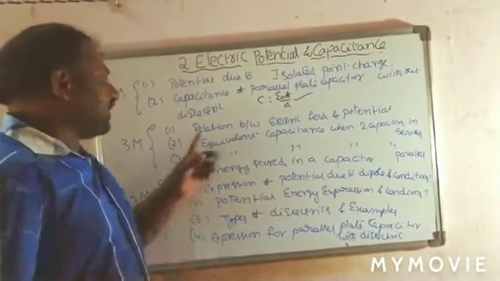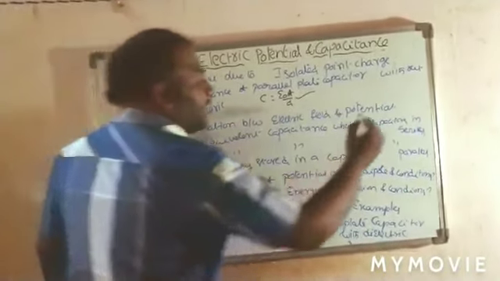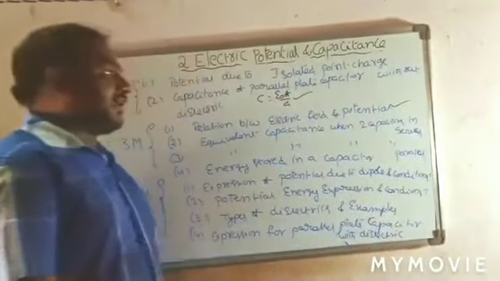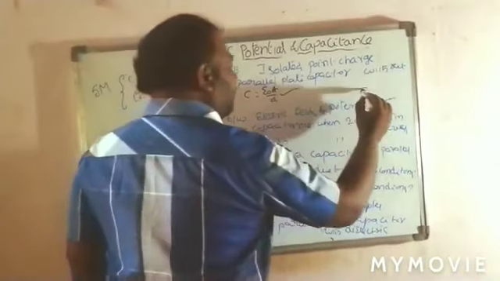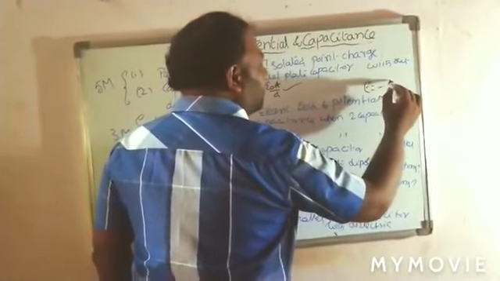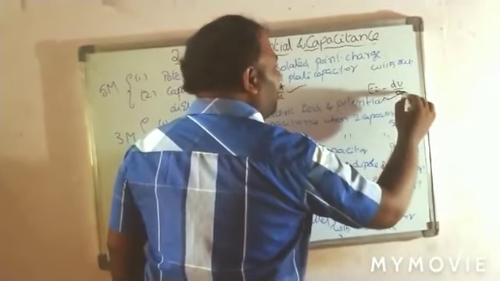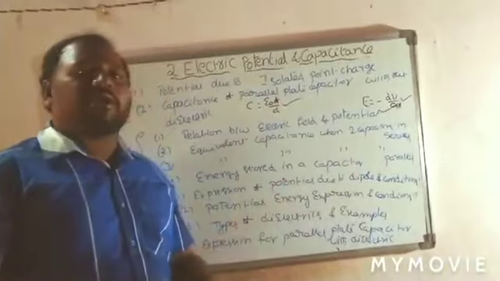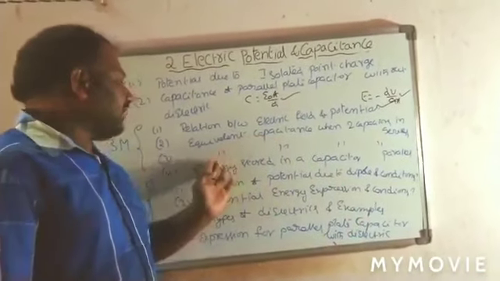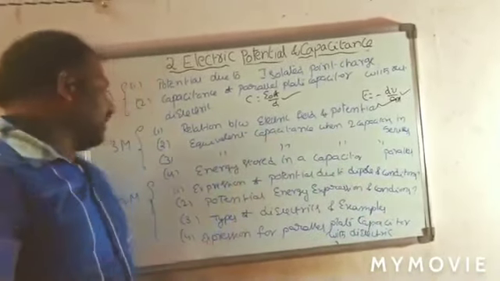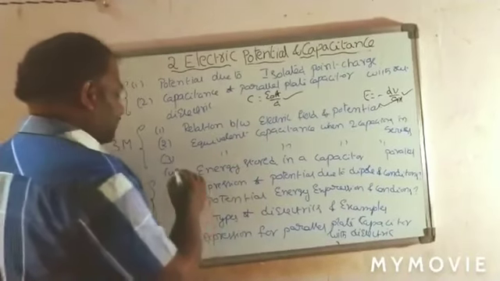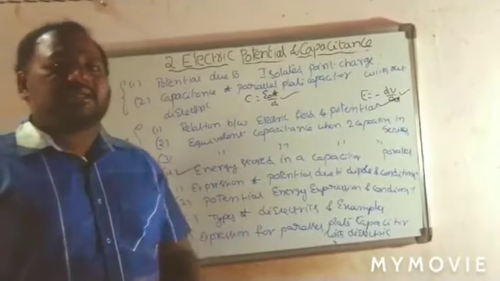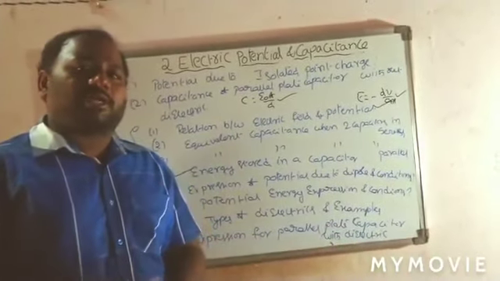Coming to the 3 mark questions, which are repeated a number of times: the relation between electric field and electric potential, that is, E equal to minus dV by dx. Number of times repeated. Next one, equivalent capacitance when two capacitors are in series and when two capacitors are in parallel, and energy stored in a capacitor. In this class we discussed it. So this is also one of the important questions.